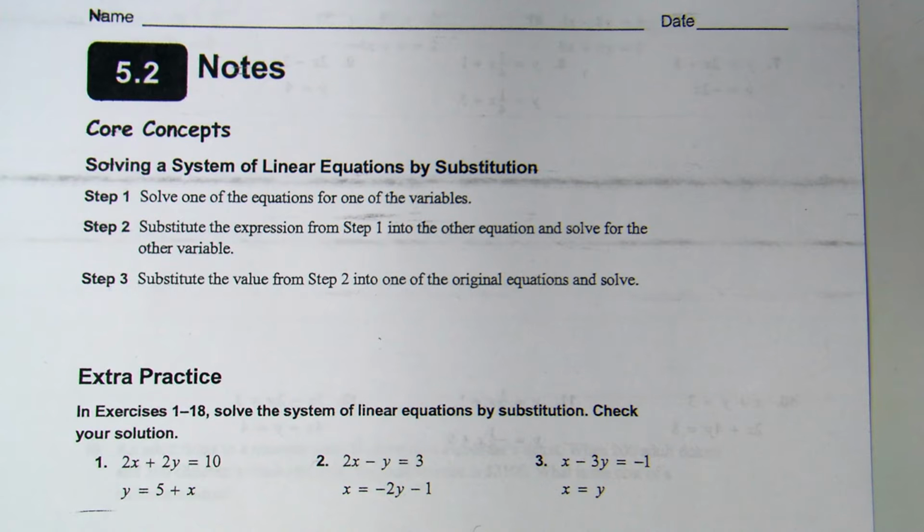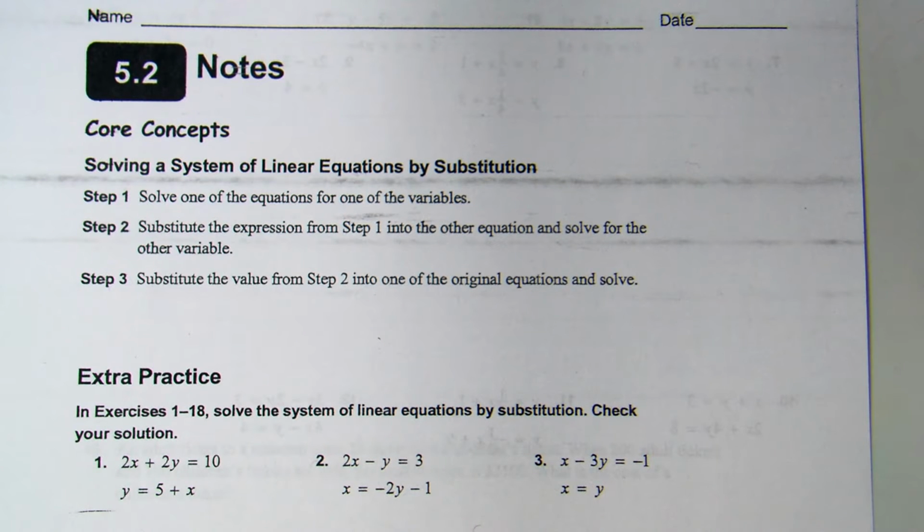Yesterday we did solving by graphing. We graphed the linear equations, found their intersection point, and then we checked that coordinate to make sure that it was a solution. Today we're going to solve by substitution. Substitution is actually maybe a little bit easier, especially once you get the hang of it. It can save some time trying to create a graph and trying to find the slopes and such.